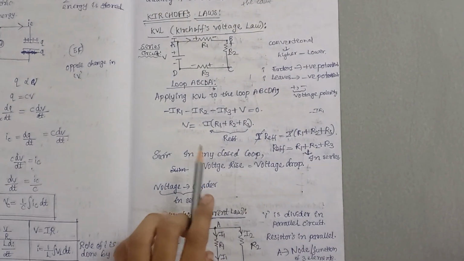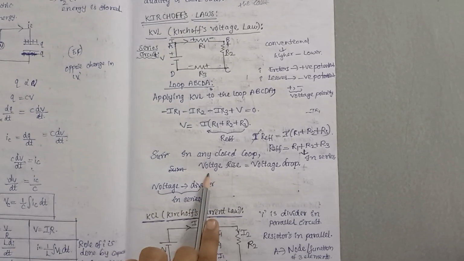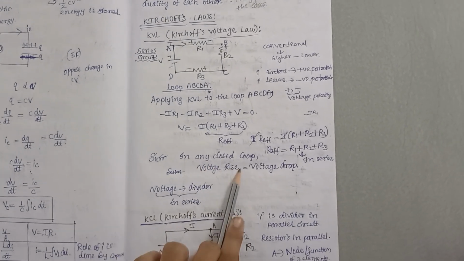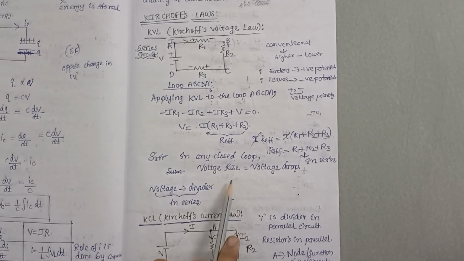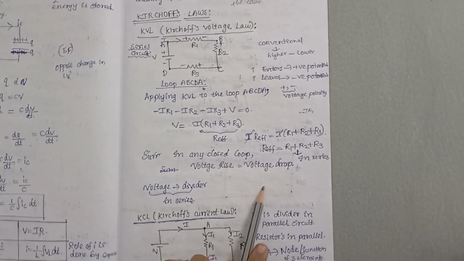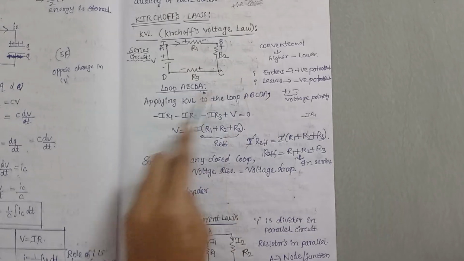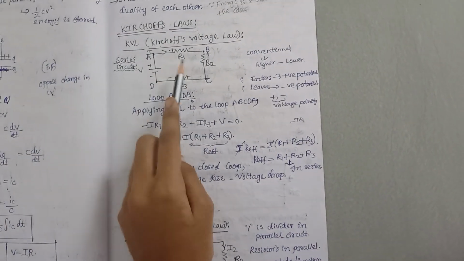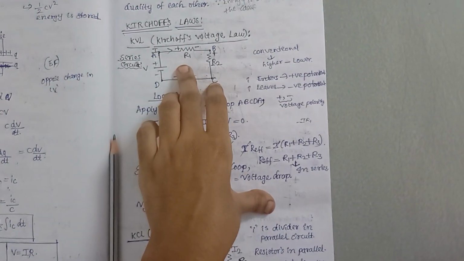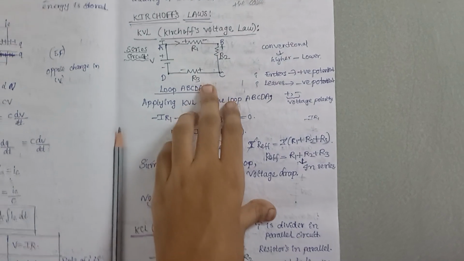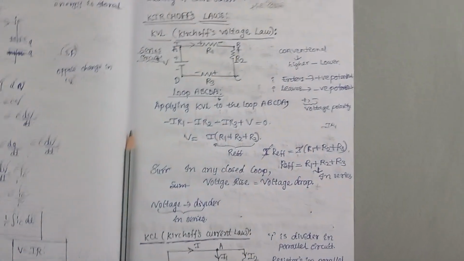Here in simple words, in any closed loop your voltage rise should be equal to your voltage drop, or else the sum of algebraic voltages across any closed loop must be equal to 0, that is, your voltage differences must sum to 0. Now let us go through this in detail.